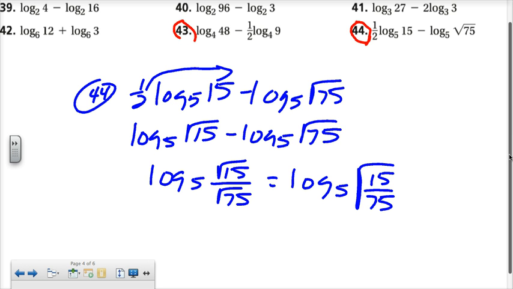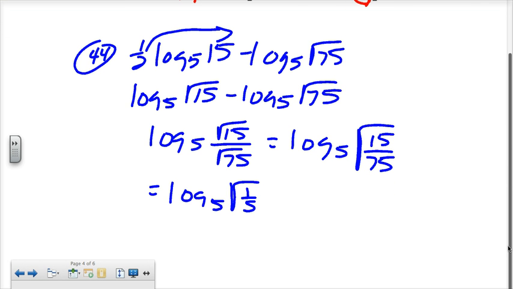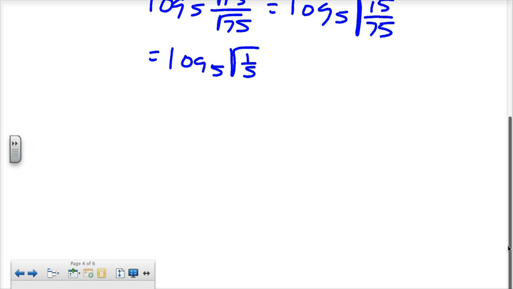We've got the 15 over the 75, and that's 1/5. So this is the logarithm base 5 of the square root of 1/5. Now, I get to thinking about the base of this logarithm. It's a 5. So if I can get the square root of 1/5 to be represented as 5 to some power, then everything's going to drop out, and I'll just be left with the power as my answer.